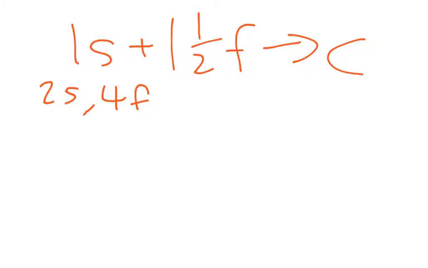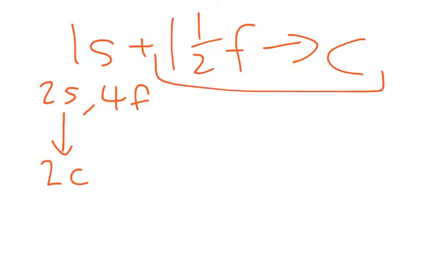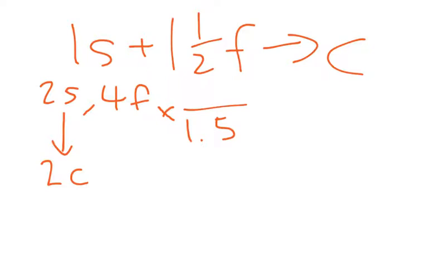So we can look at each ingredient alone and see how much product each ingredient can produce. So 2 cups of sugar, we know that 1 cup of sugar can make 1 cake, so logically 2 cups of sugar can make 2 cakes. Now what about 4 cups of flour? Well, we can use the conversion factor. For every 1.5 cups of flour, I can make 1 cake. So I would do 4 cups of flour times 1 cake over 1.5 cups of flour.